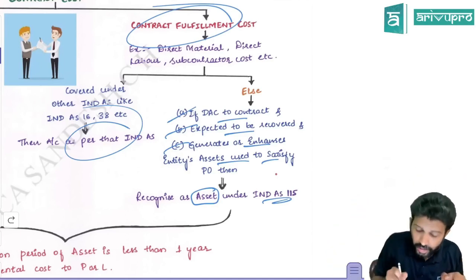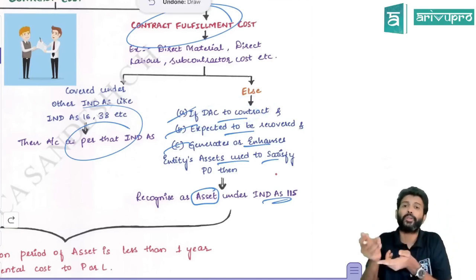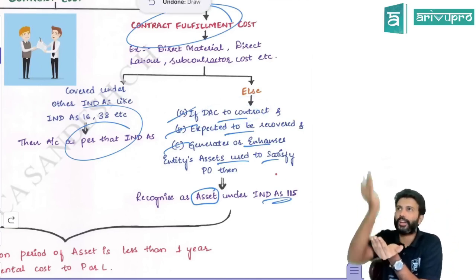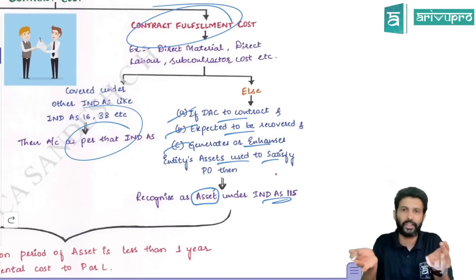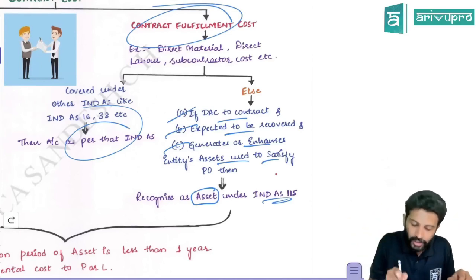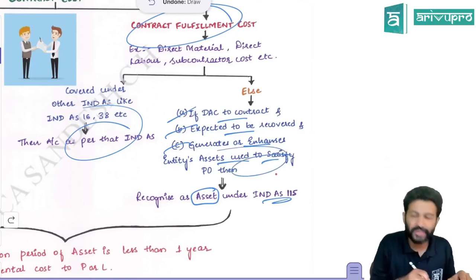So that means what, sir? You have to check whether these costs are related to this contract. Yes, obviously, you have attached this scoop so that you can execute this contract. So it is directly attributable. You need to check, can you recover this cost? Yes, you can. Let's assume that you can recover the cost. Then does it enhance the assets used to satisfy performance obligation?